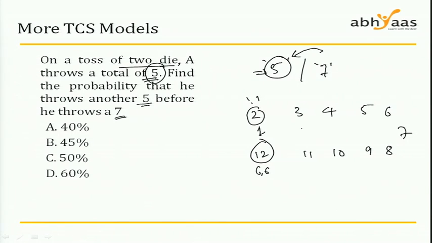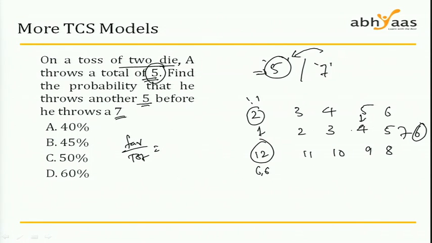Right. So similarly for 3 and 11 you have 2, for 4 and 10 you have 3 possibilities, for 5 and 9 you have 4 possibilities, for 6 and 8 you have 5 possibilities, for 7 alone you have 6 possibilities. Right. Now what is the question that is asked? You have to get a 5 before a 7. So what is probability? Number of favorable events by total number of events.